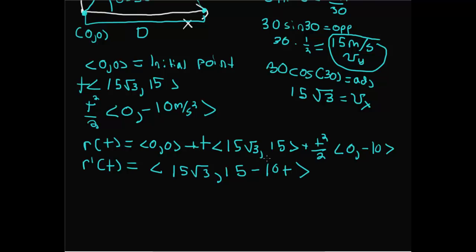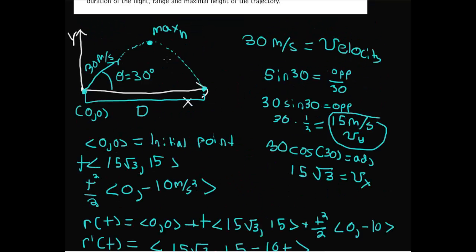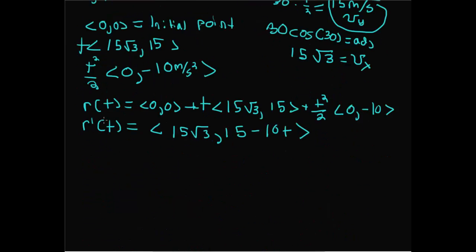Now we virtually have everything we need to solve this problem. When it reaches its max height, velocity in the y direction is going to be 0. So what you want to do is set your y velocity function to 0 to find time.